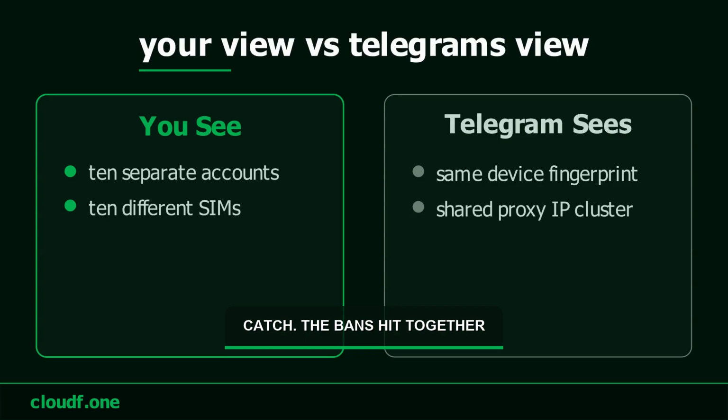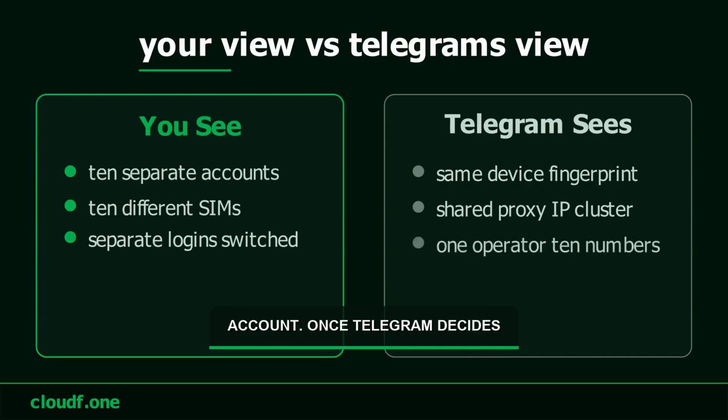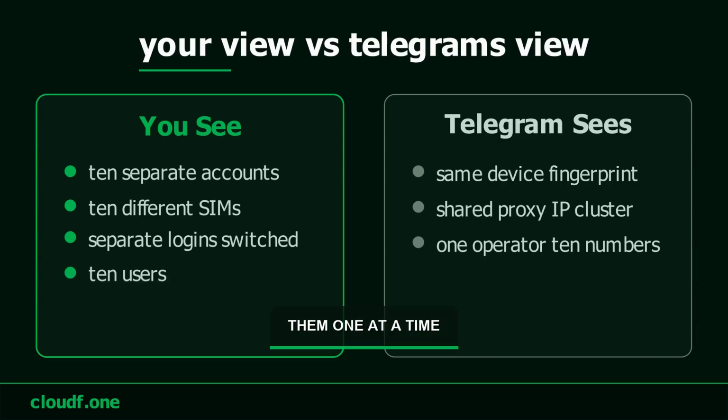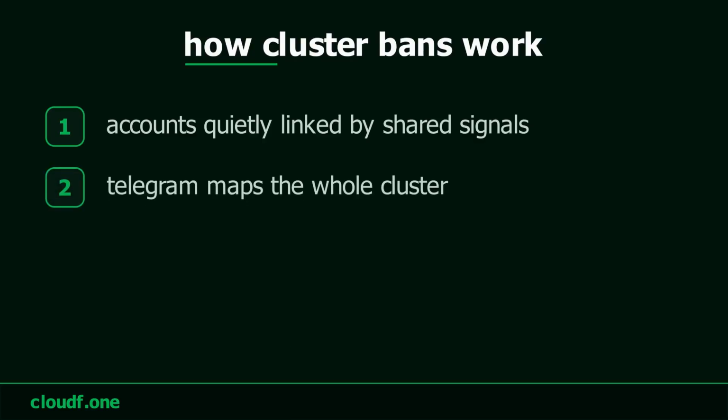The bans hit together because the detection works on the cluster, not the single account. Once Telegram decides this group of numbers is one operation, it does not patiently ban them one at a time over weeks. It links them and it takes the link set down. That is why people lose 5 or 10 accounts in a single morning. The accounts were never really separate in the only place that counts, which is Telegram's view of them.